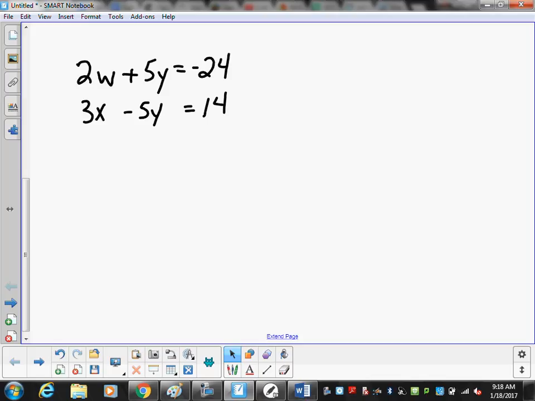Okay, here we go. First thing it says is you must get one of the variables to have opposite coefficients in the two equations. If I look up here, the y has opposite coefficients, so that already happened. We can skip step 2. Step 3 says add the two equations together to eliminate one of the variables.